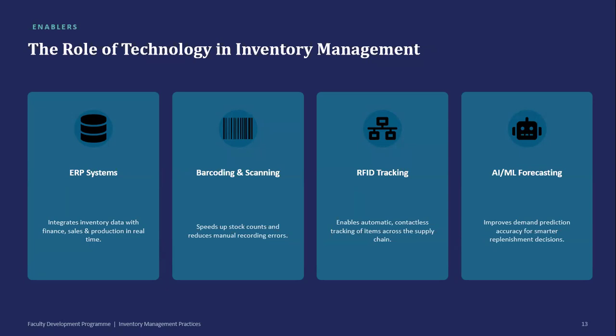Barcode systems improve inventory accuracy while reducing manual errors. RFID technology enables automatic tracking of products through the supply chain. Artificial intelligence and machine learning improve demand forecasting, inventory optimization, and replenishment planning. Digital transformation is making inventory management faster, smarter, and more data driven in nature.